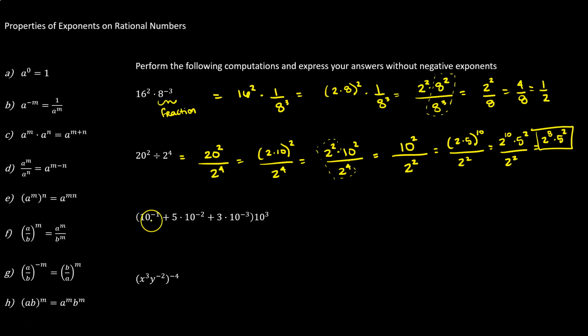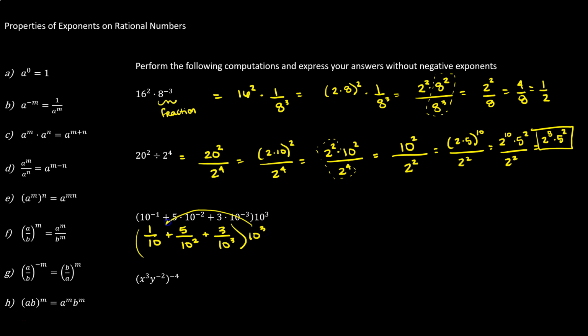Got 2 more, hang in there. 10 to the negative 1, that's the same thing as 1 over 10. 5 times 10 to the negative 2 would look like 5 over 10 squared. Notice the 5 is not being raised to the negative 2 exponent, only the 10 is. Next, 3 times 10 to the negative 3 would look like 3 over 10 cubed. And all of that is being multiplied by 10 cubed.